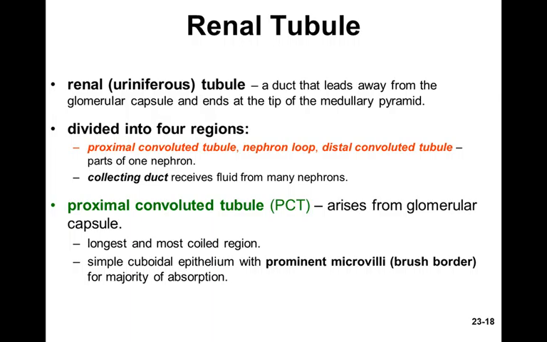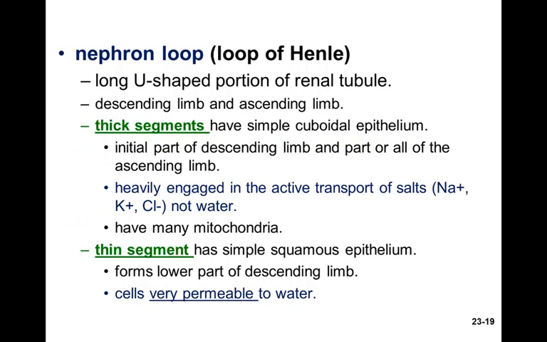We'll start with the PCT, which is the proximal convoluted tubule. This is the tube that we just looked at that's connected to the ball, connected to that glomerular capsule. It's longer and it's really coiled. There are a lot of microvilli, which is called the brush border. That increases the surface area, which increases the majority of absorption. Then you go to the loop.